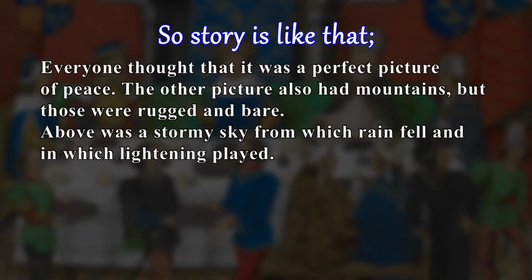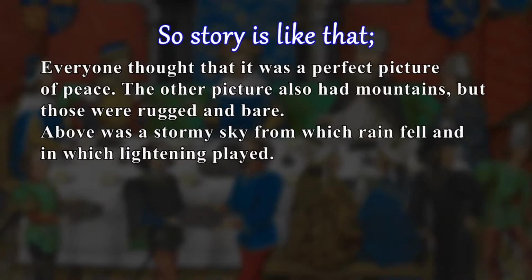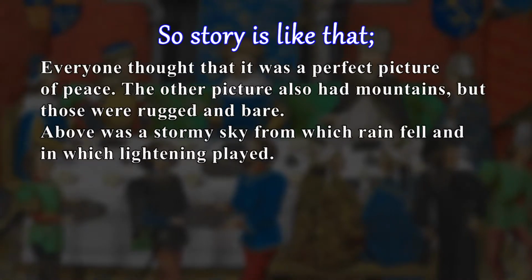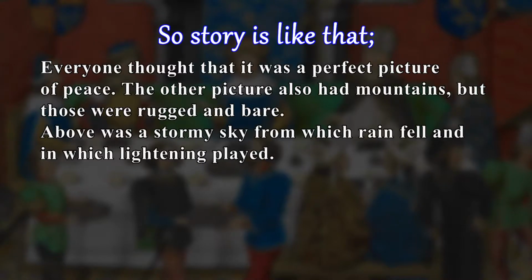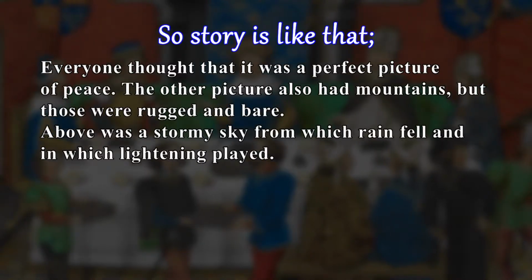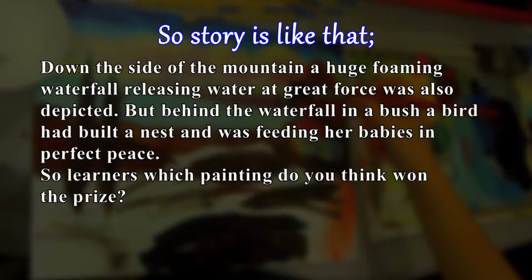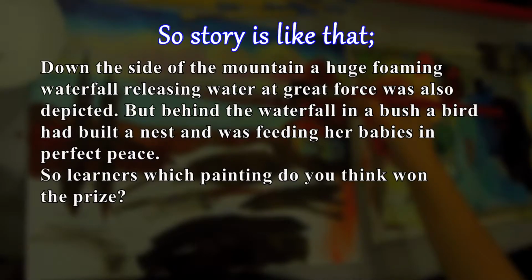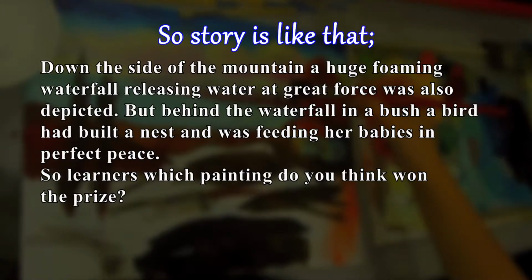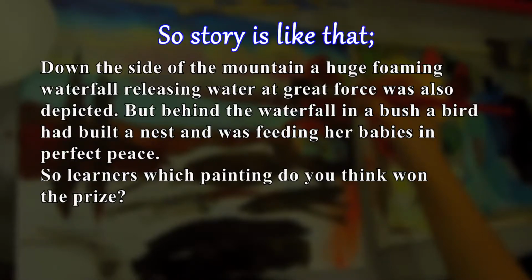The other picture also had mountains, but those were rugged and bare. Above was a stormy sky from which rain fell and in which lightning played. Down the side of the mountain, a huge foaming waterfall releasing water at a great force was also depicted, but behind the waterfall in a bush, a bird had built a nest and was feeding her babies in perfect peace. So, learners, which painting do you think won the prize? The king chose the second picture.